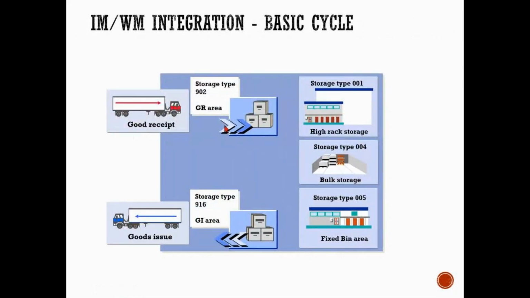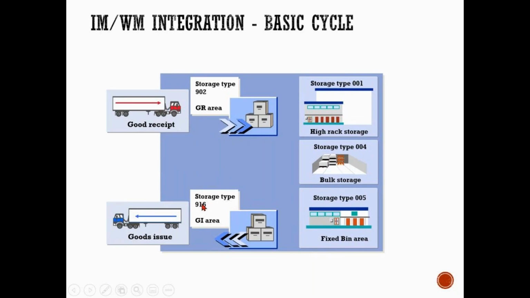Okay, now the basic cycle, like what I told you. You receive the stock, which is you do a goods receipt for that, it goes to 902, which is the interim storage type, and then you move it to a specific storage. So it can be storage type 001, which is, say, a high rack storage area, or a bulk storage or a fixed bin area. And when you need to send it to a customer, you pick it against a pick list. It goes to 916, which is again an interim storage area. That's the staging area or goods issue area, we call it. We have multiple names for that.